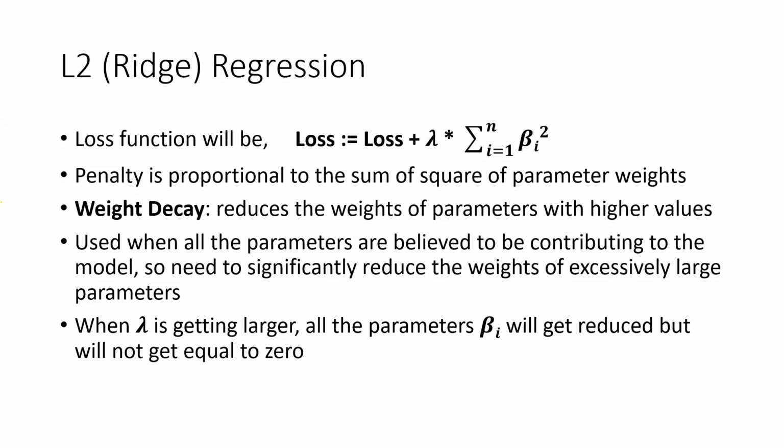Lambda is the parameter which affects the strength of this L2 regularization. If lambda is large, the beta values will be reduced more, but no matter how large lambda is, the beta values will not go to zero like in the L1 regression. So there's a difference, right?